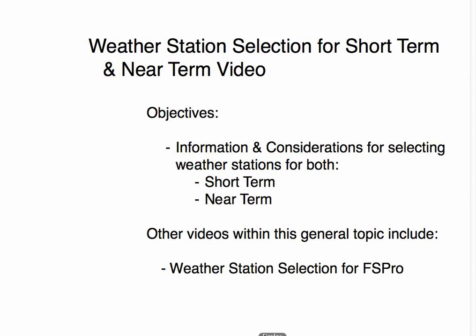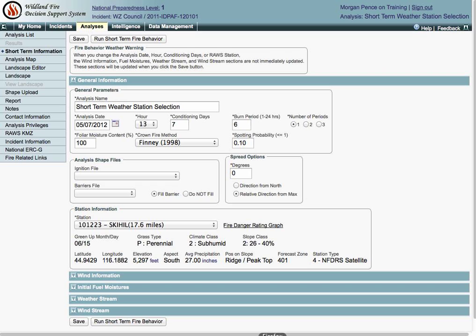Other videos within this general topic include weather station selection for FS Pro. The short-term and near-term fire behavior models are useful tools for assessing potential fire spread in the short and near term. As with many models, however, quality inputs are needed to produce quality outputs. In this video, we will discuss weather station selection.